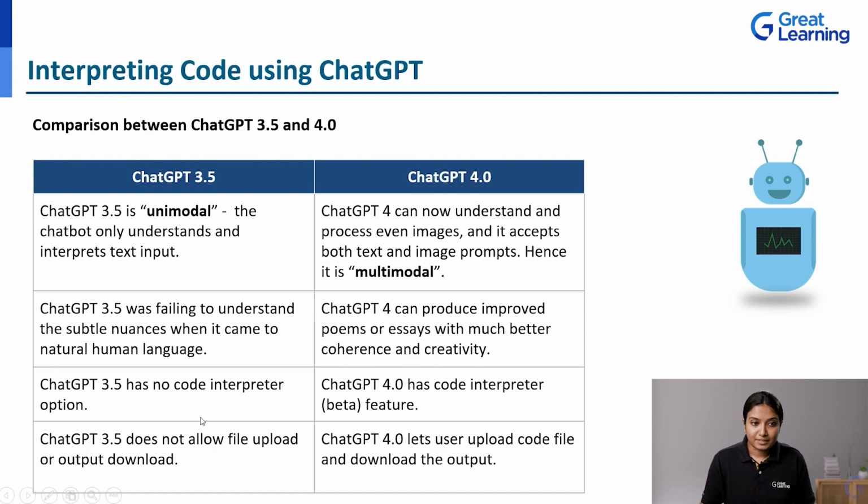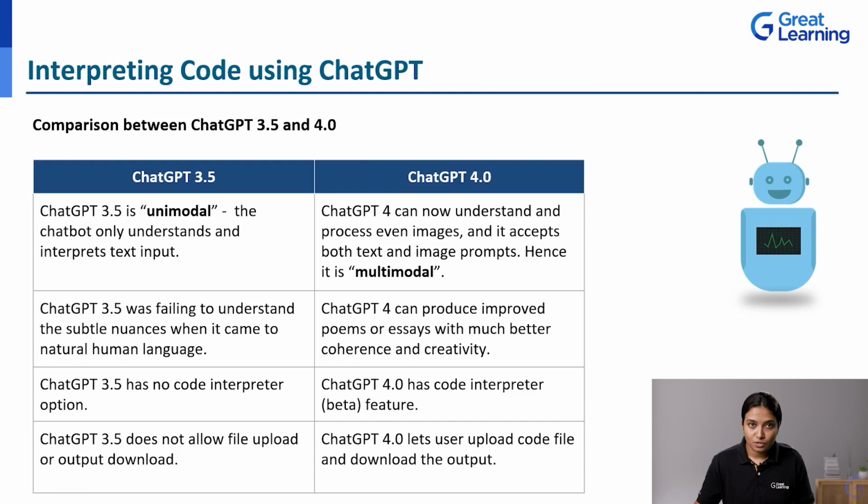Coming to the third point, ChatGPT 3.5 has no code interpreter option, right? Code interpretation is not there. It is just giving you certain comments in the code and an explanation for the code. If you ask, it will give the code documentation. That's it. It does not have the interpreter. ChatGPT 4 has a code interpreter, which is in beta version only. That feature is available. Let's see when we go to the interface.